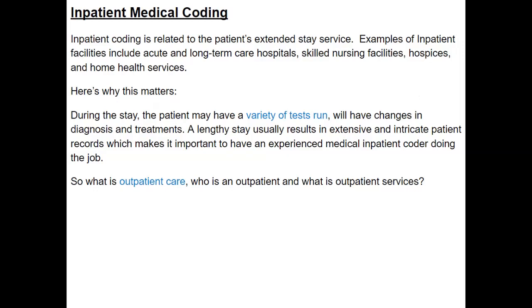Here's why this matters. During the stay, the patient may have a variety of tests run. We'll have changes in diagnosis and treatments. A lengthy stay usually results in extensive and intricate patient records, which makes it important to have an experienced medical inpatient coder doing the job. So what is outpatient care? Who is an outpatient and what is the outpatient services?